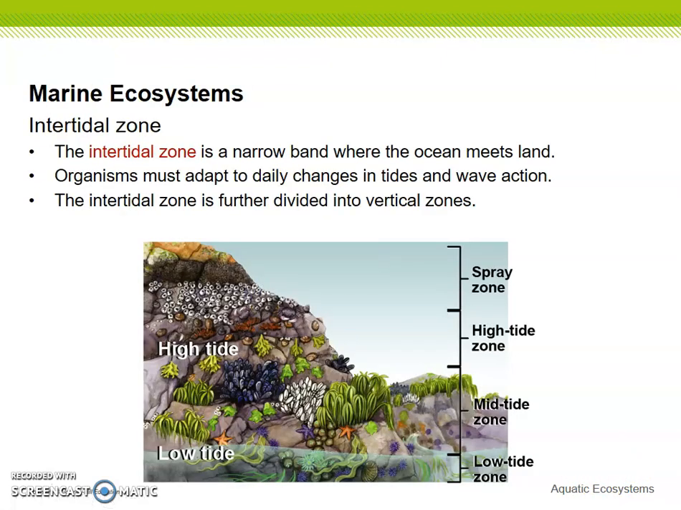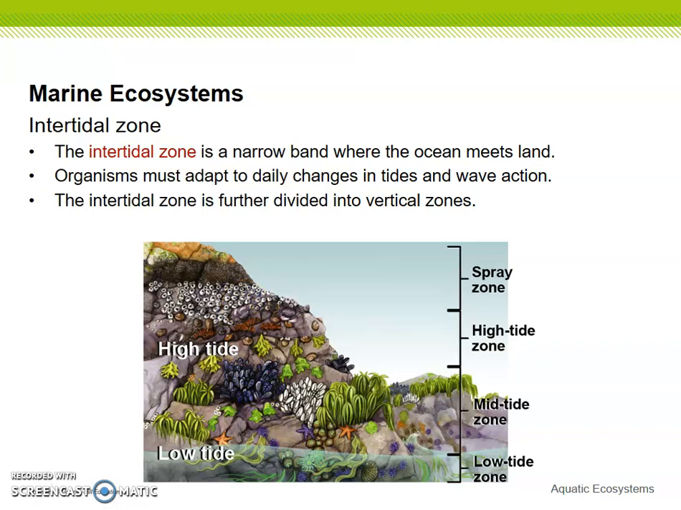Marine ecosystems. Intertidal zone. An intertidal zone is a narrow band where the ocean meets land. Organisms must adapt to daily changes in tide and wave action. The intertidal zone is further divided into vertical zones. So these would be organisms that live part of the time in the water and part of the time out of it, based on where the low tide is and where the high tide is.